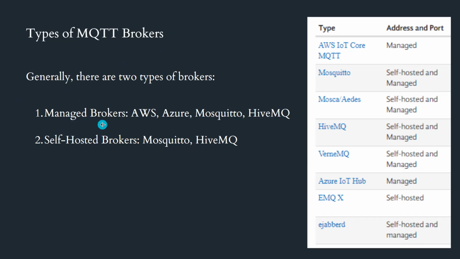The managed broker is a broker which is controlled by a third party. There are several companies which provide the MQTT broker and the infrastructure related to it via a certain platform, right? That platform is already built. We just need to use it. Companies like AWS, Azure, Mosquitto, and HiveMQ are some companies which provide that service to us.